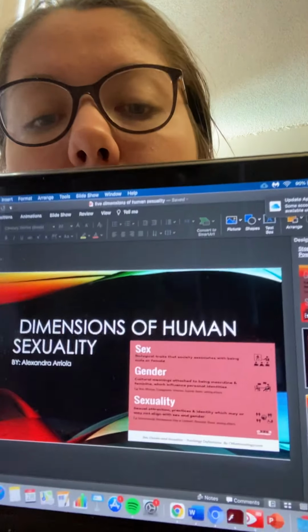I did it on the dimensions of human sexuality. So to start off, this is my front opening slide, and basically I put a picture at the bottom, and it has a little fun fact about sex, gender, and sexuality, and if it's your sexual attraction, cultural meanings, or the biological traits that you kind of pick up on.